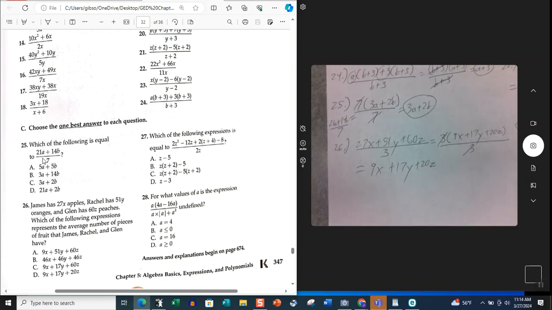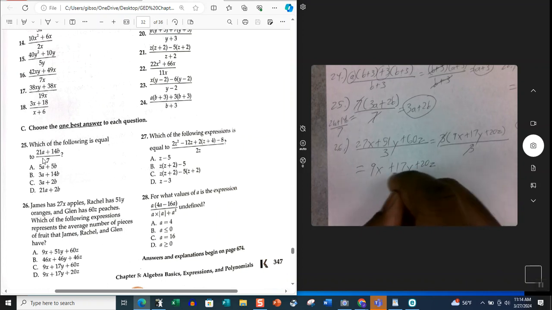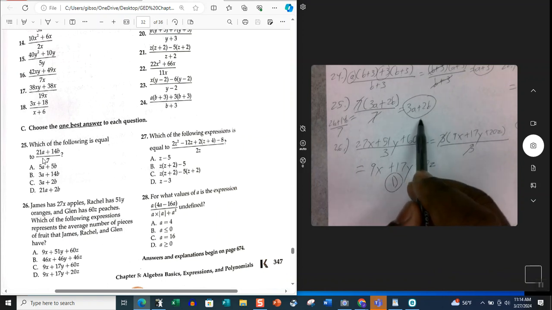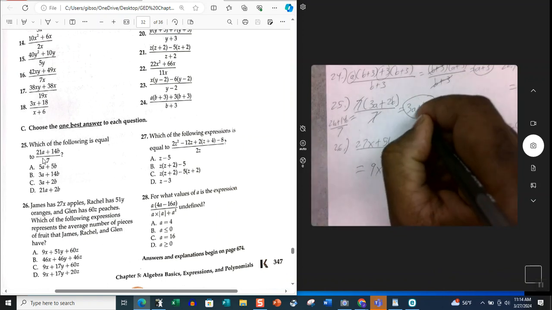And that would be D. Now what I didn't do, I didn't mark the letter for 25. That should have been C.